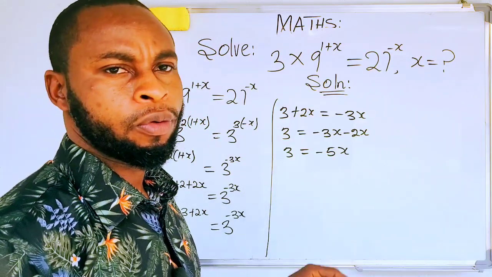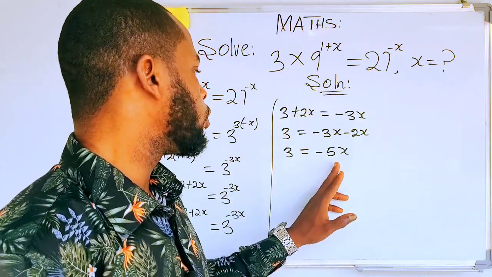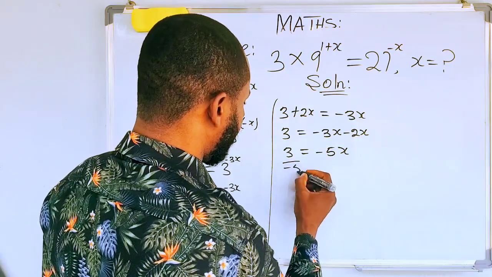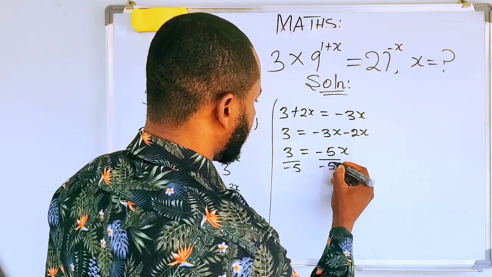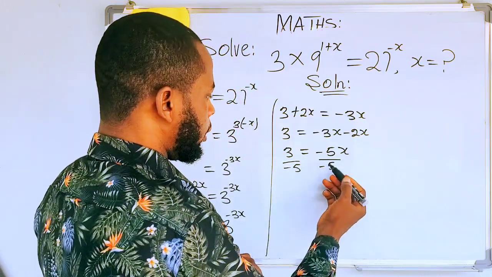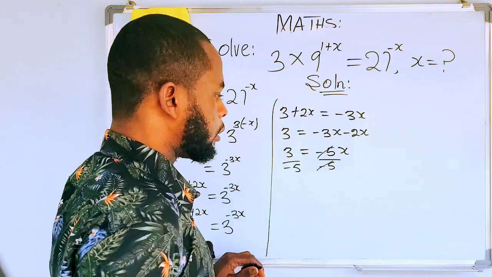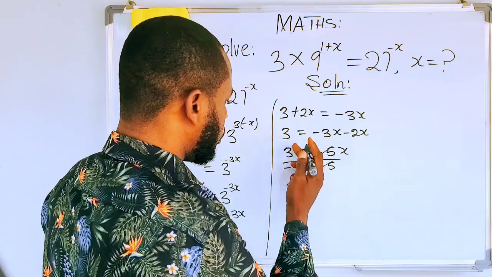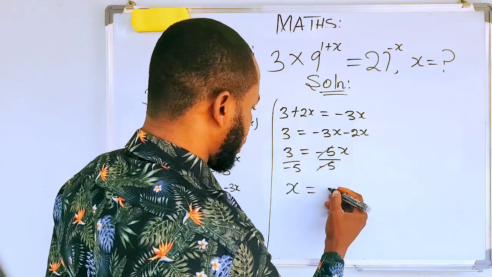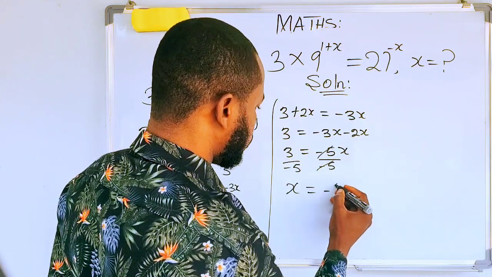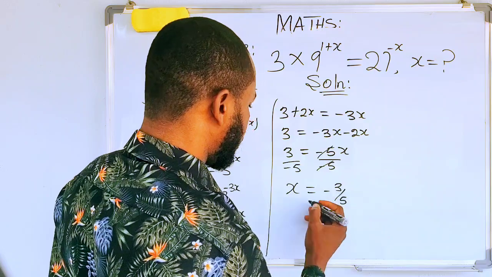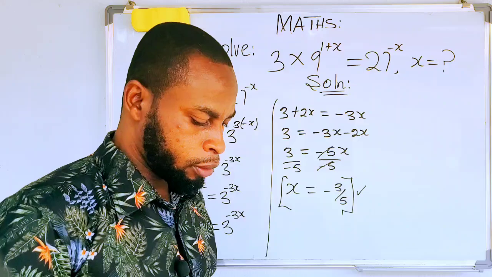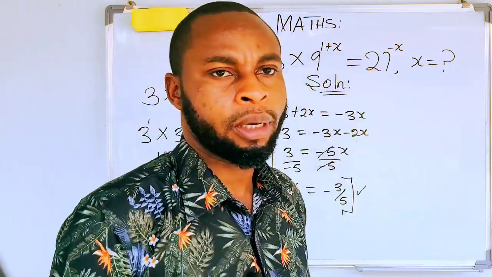Then to get the value of x, we are going to divide both sides of the equation through by negative 5. Then we have here divided by negative 5, here divided by negative 5. Then negative 5 will eliminate negative 5. And this is the same thing as x equals 3 divided by negative 5, and we have minus 3 over 5. And this is the value of x that will satisfy this equation here.